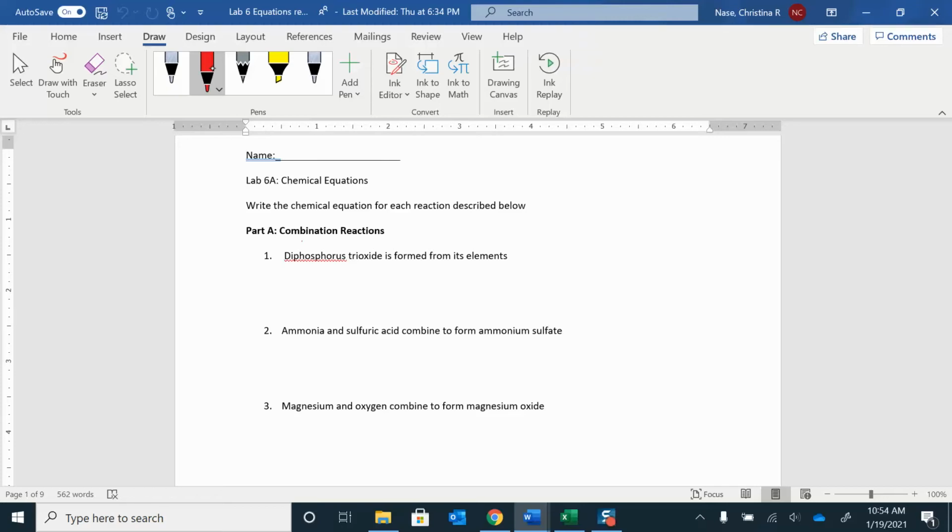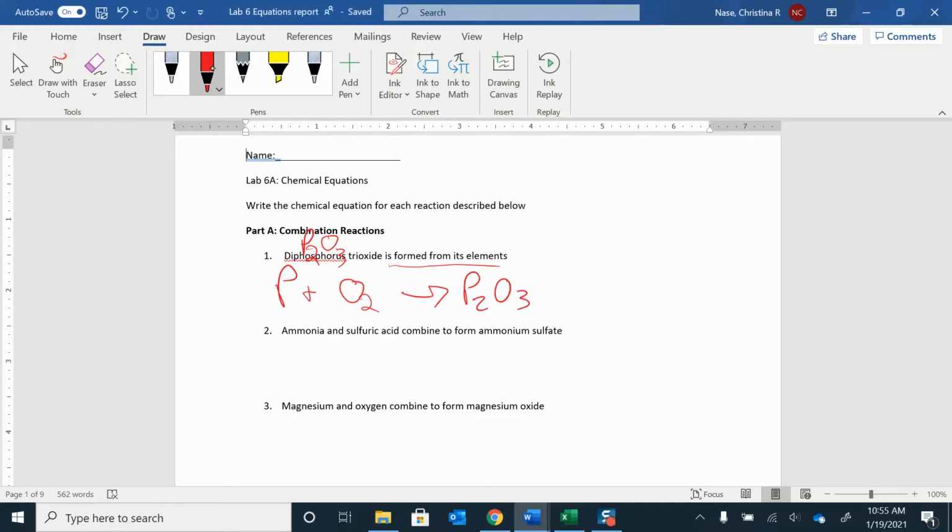Diphosphorus, that means I have 2 phosphorus, right? Diphosphorus trioxide is P2O3, and it says it's formed from its elements. That means this is my product. I'm going to make P2O3, and I'm going to make it from its elements. So I have phosphorus and then oxygen, but oxygen is diatomic, right? Oxygen's diatomic, so it has a 2 at the end. And then I just have to balance this.